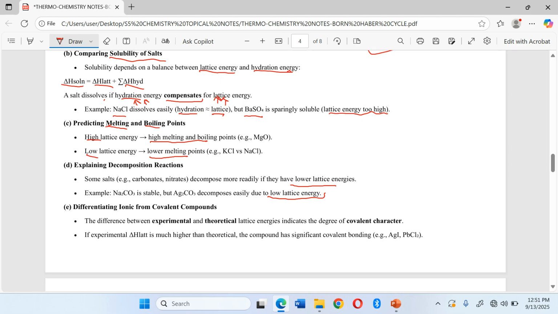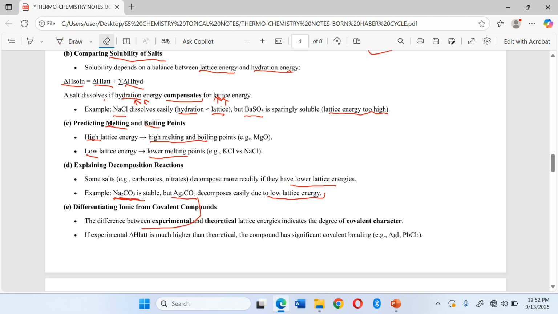And we have given an example of sodium carbonate, which is stable, and silver carbonate, which decomposes easily due to its low lattice energy. So this one is very stable, so its decomposition is not very easy. So it can help to explain why some substances decompose easily while others do not. It's due to the lattice energy that they have. Let's look at this.